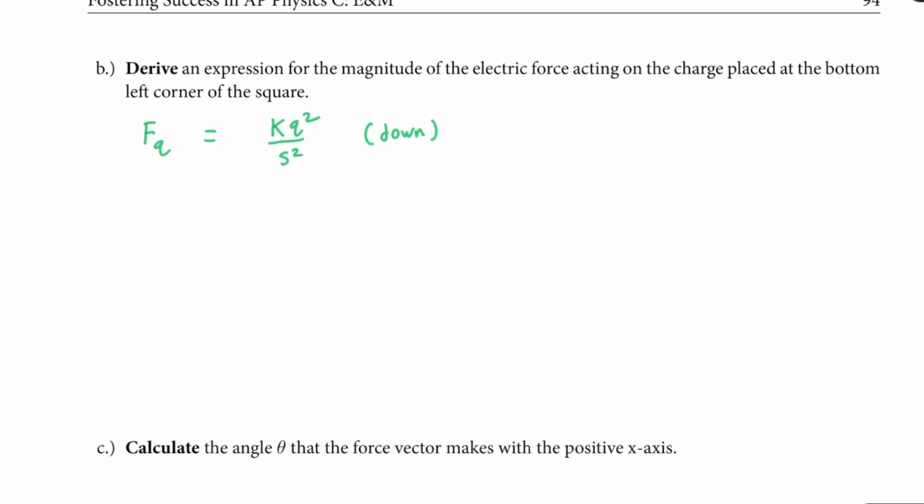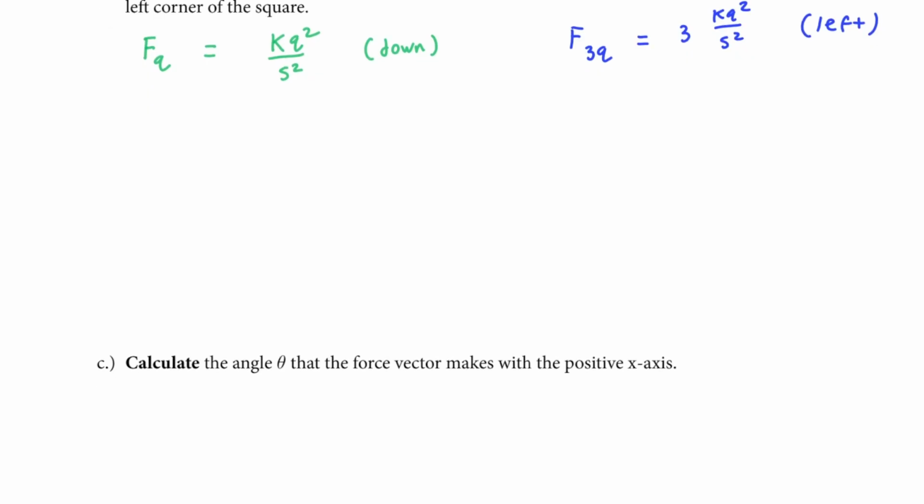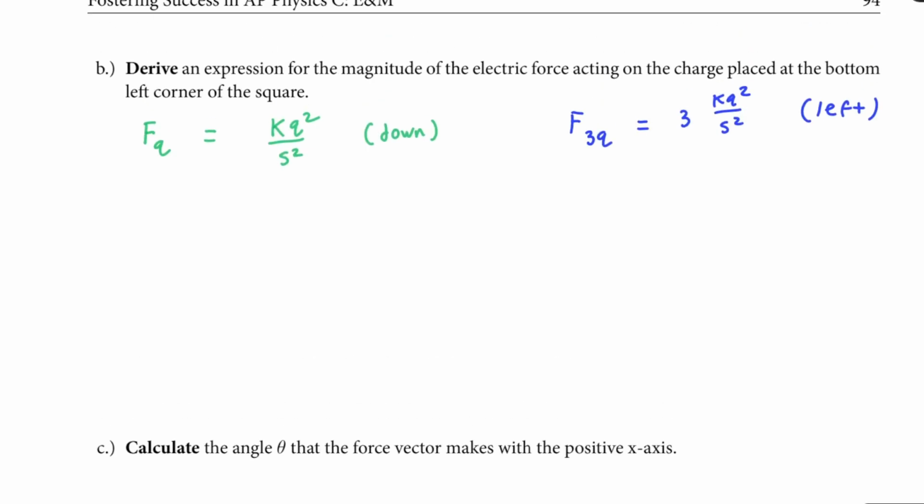And then our force from the 3Q is going to be K times Q times 3Q, so that's 3 KQ squared over S squared, and that's directed left. So our net force would be 3 KQ squared over S squared left plus KQ squared over S squared down, but we actually want the magnitude. So anytime we want the magnitude, it's probably a Pythagorean theorem situation, and it definitely is in this case.